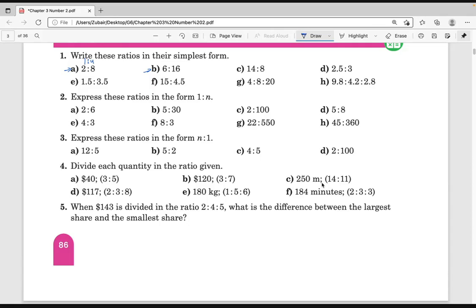16, 1:3.5. Haris, in their simplest form, can we divide both of them by 2? Oh, yes, okay. So this becomes 3 ratio 8. Now 3 ratio 8 is not being further simplified. See this C part, 14 ratio 8. But divide both of them by 2, you get 7 ratio 4. Now we cannot divide them both with the same number.